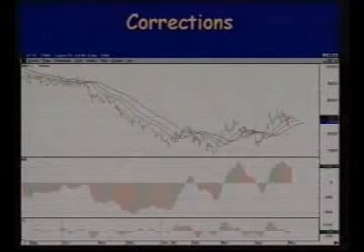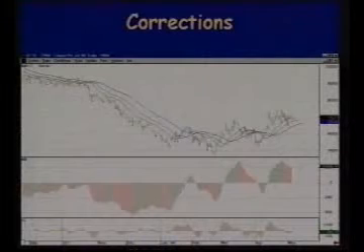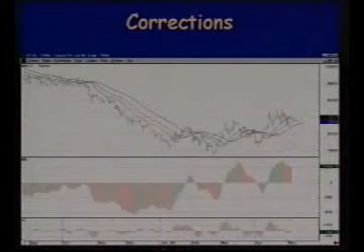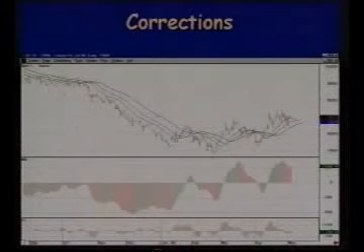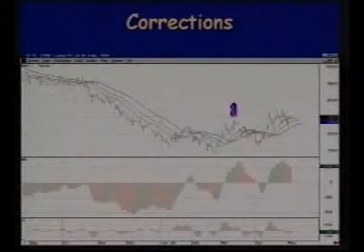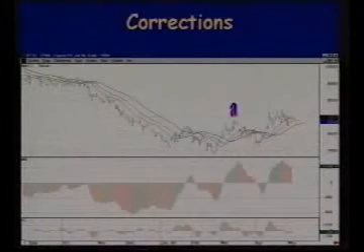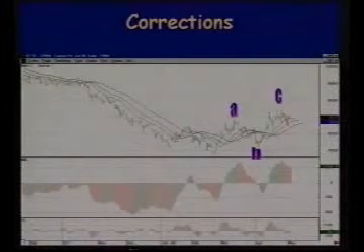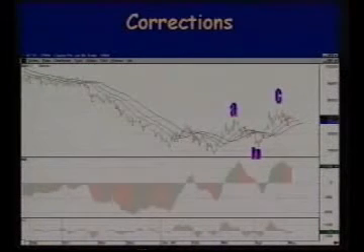We want to look at these corrections. And these corrections work just like the impulsive moves. ABC has the same personality as 1, 2, 3. Here is A. The bottom there is the 5th wave. This is A wave. This is B wave. This is C wave. C wave will always have 5 waves in it.